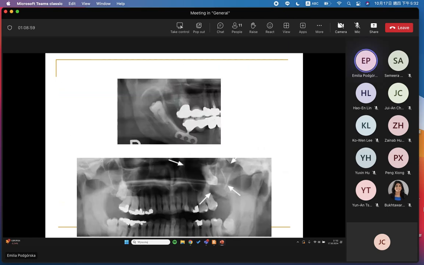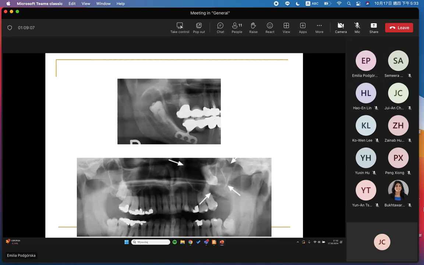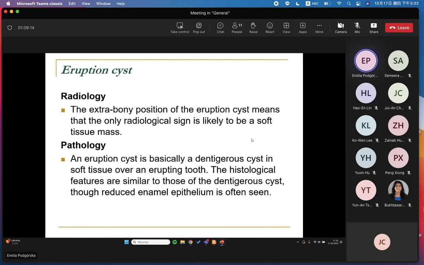This is a case of dentigerous cyst with a tooth inside, an erupted tooth, and a very strange implant in the upper picture. This is eruption cyst. We haven't talked about it yet.